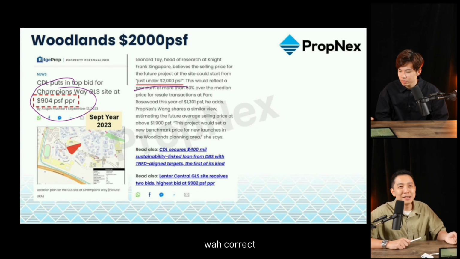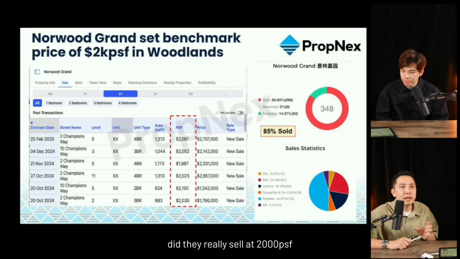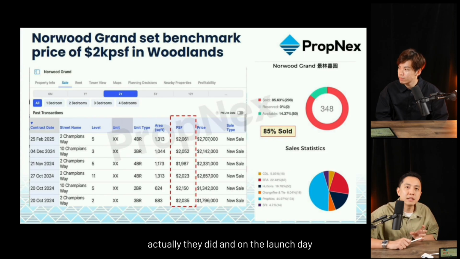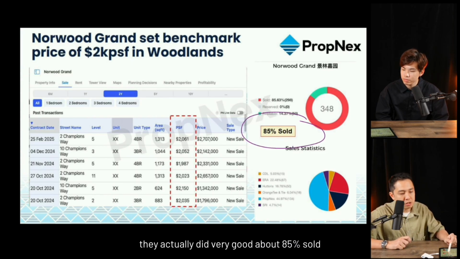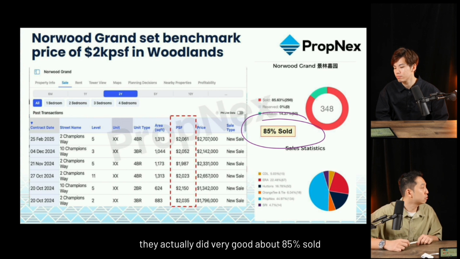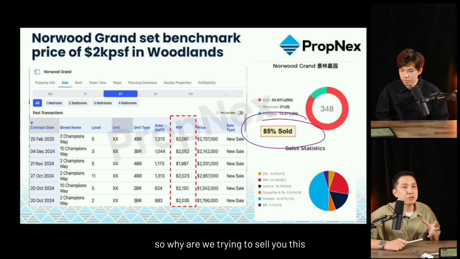Wow, correct. So what happened? During the launch, did they really sell at 2,000? Actually, they did. And on the launch day, they did very well, about 85% sold on the first day itself. So why are we sharing this with you?